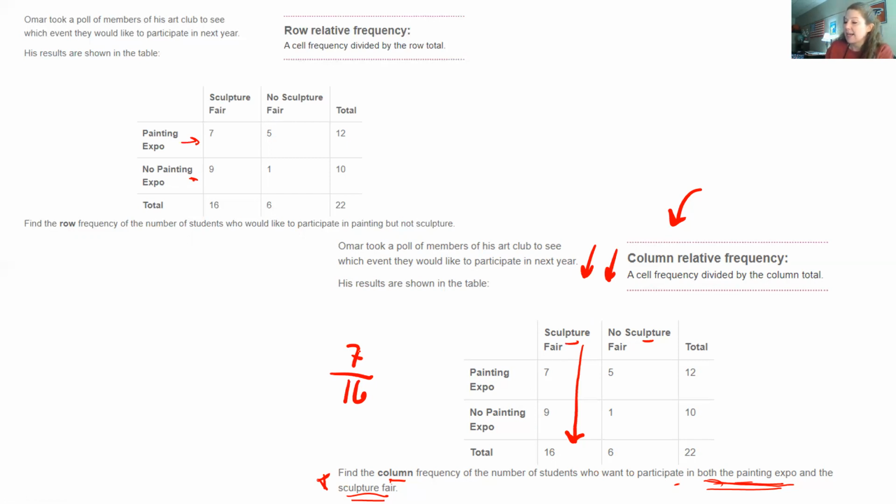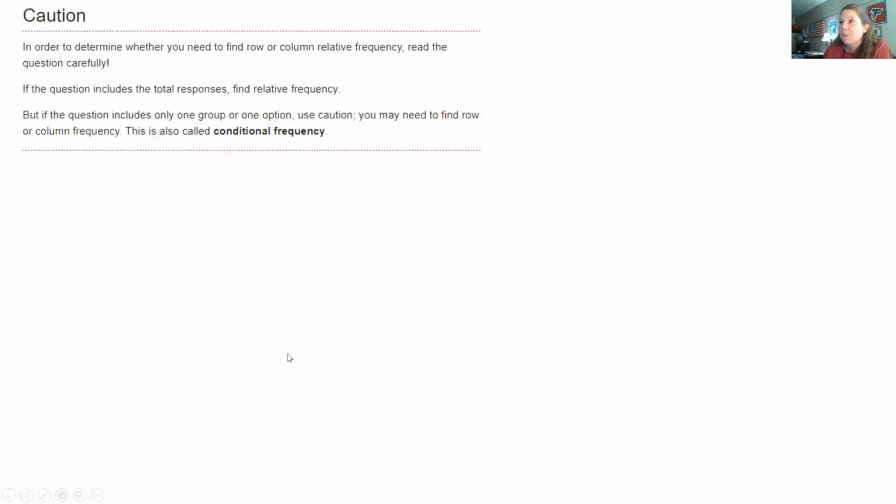I can leave it like that, or I can round it to the nearest hundredth and say about 0.44, or I can turn that into a percentage and say about 44% of the students that are going to the sculpture fair are also going to participate in the painting expo. All right, so anyway, hope that's clear.